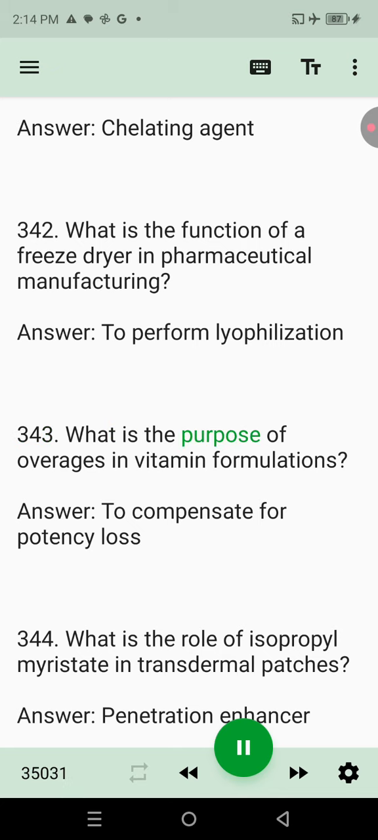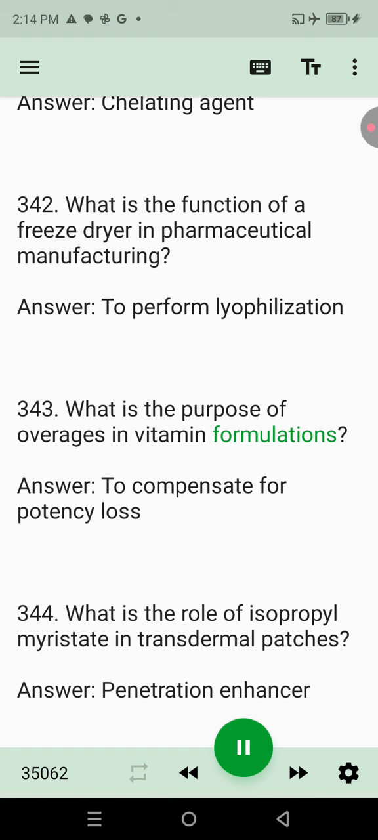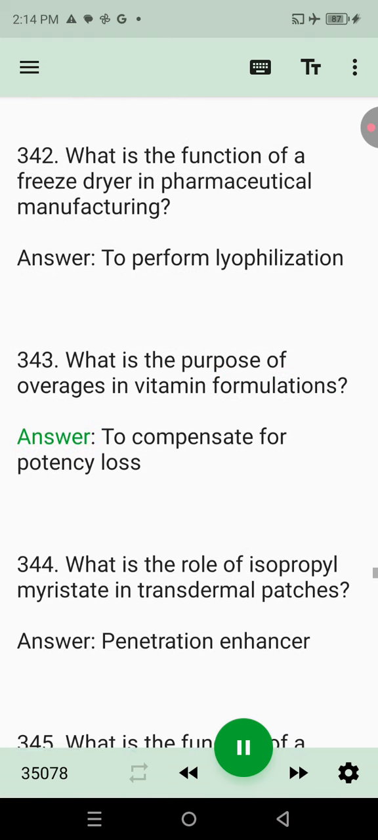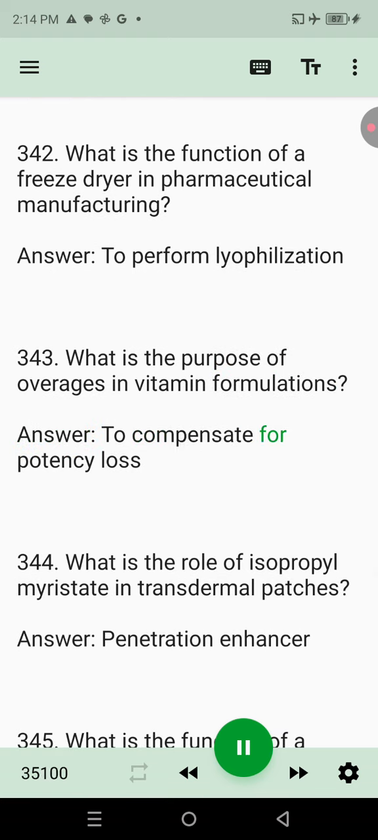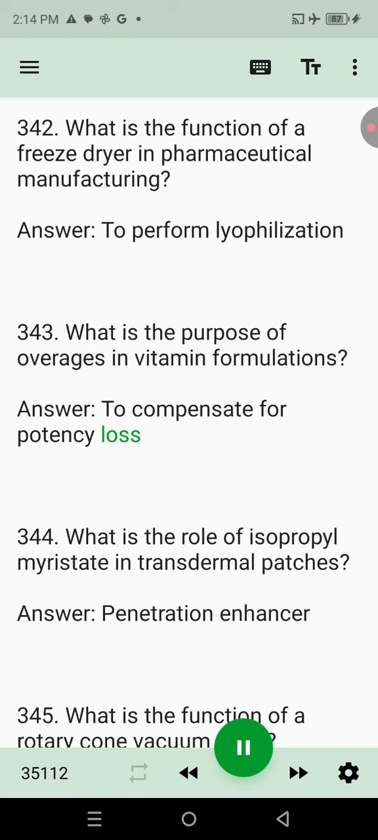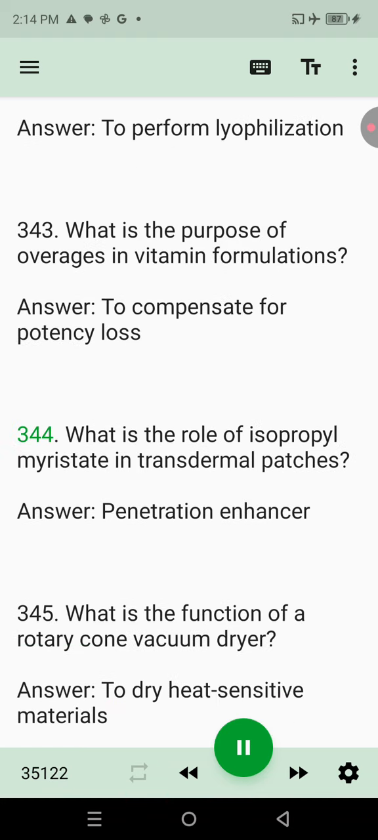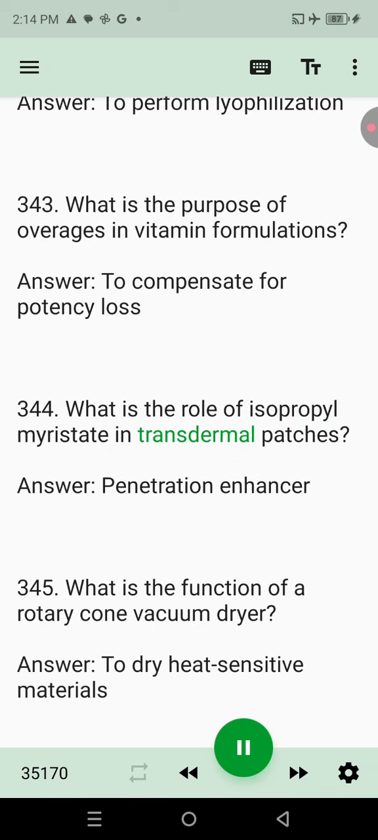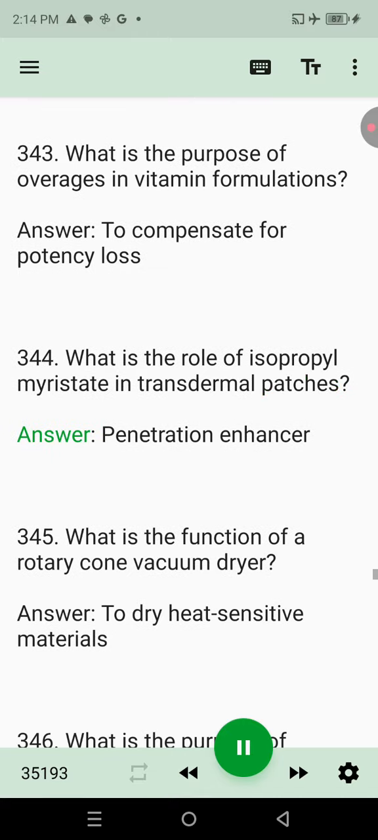343. What is the purpose of overages in vitamin formulations? Answer: to compensate for potency loss. 344. What is the role of isopropyl myristate in transdermal patches? Answer: penetration enhancer.